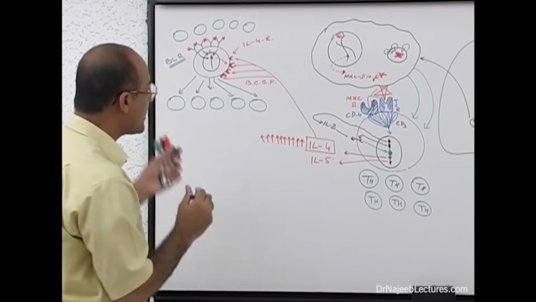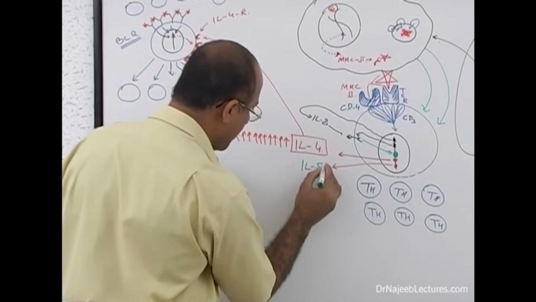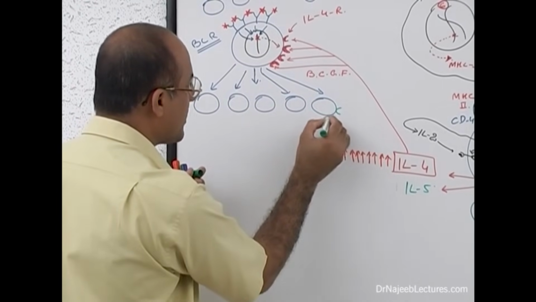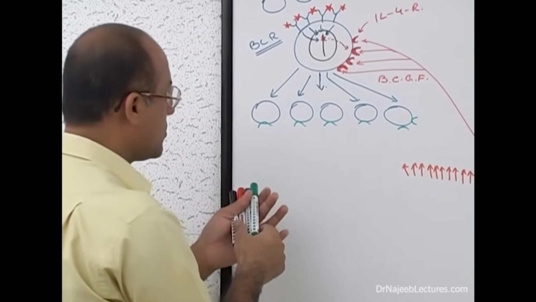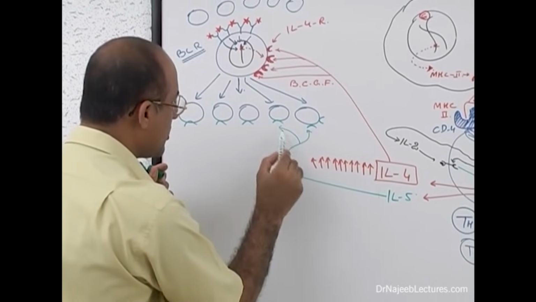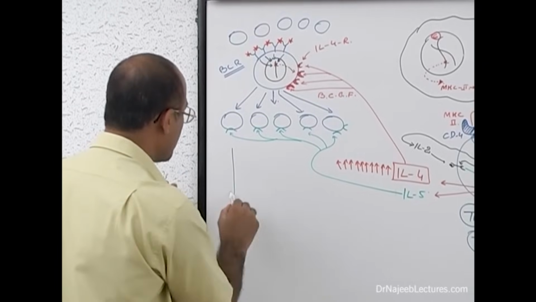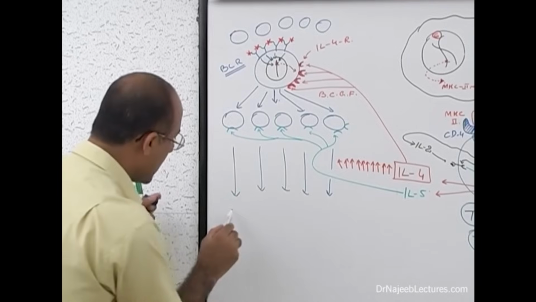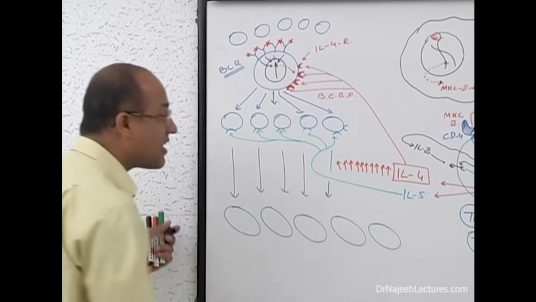When B cells are clonally expanded, then all of them start expressing the receptor for interleukin 5, right? So interleukin 5 will react with them, and when interleukin 5 reacts with them, all of them will convert into plasma cells. Under the influence of interleukin 5, all of them will convert into plasma cells. Plasma cells are active B cells.